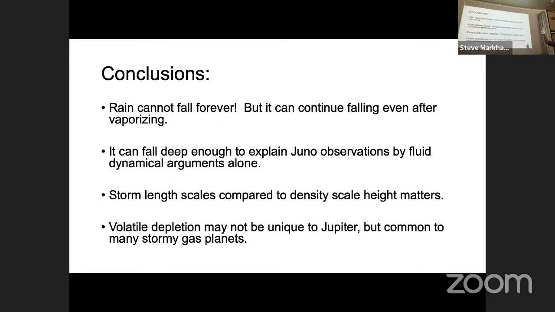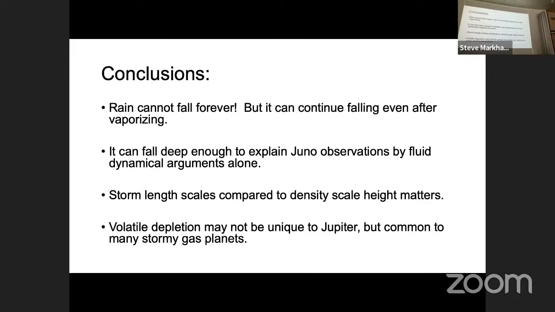Rain cannot fall forever. It does stop eventually. This is contrary to previous claims, but it can continue falling even after vaporizing, and it can fall for very significant distances. And it can also fall enough to explain the Juno observations by fluid dynamical arguments alone. You don't need to invoke any chemistry. And the storm length scales compared to the density scale height matters. So you can't directly use the scaling relationships from the water tank experiments in the 50s. You can't do an experiment for the compressibility on the Earth because the Earth isn't tall enough. It's not as tall as these giant planets, the column of the atmosphere.